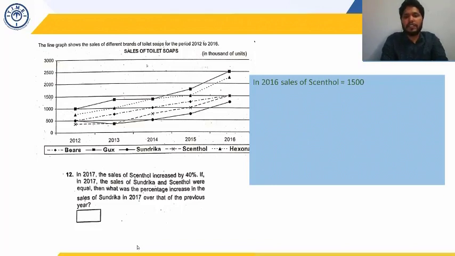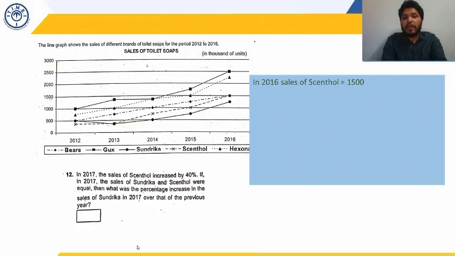From the graph we can see the sales of Synthol in 2016 is 1500, and according to the question, in 2017 the sales of Synthol increased by 40%. And if something is increased by 40%, what is the fraction equivalent of 40%? It is 2 by 5, because 20% is 1 by 5, so 40% is going to be 2 by 5. And if sales of Synthol is increased by 40%, it is increased by 2 by 5.